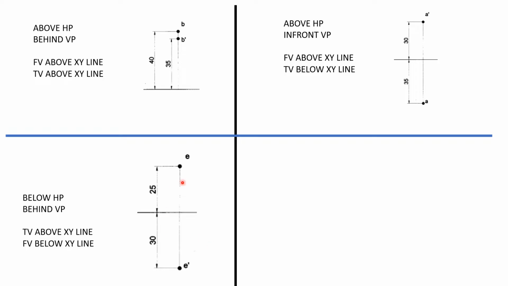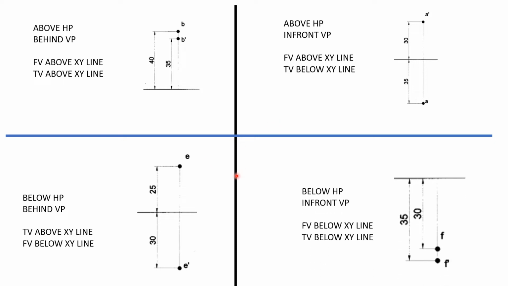And you can see it here, with respect to diagonally opposite, the first quadrant is totally a reverse of the third quadrant. Our third quadrant is totally a reverse of the first quadrant. And when it comes to the fourth quadrant, that is here, it is again below and in front, we say. So in front of VP.